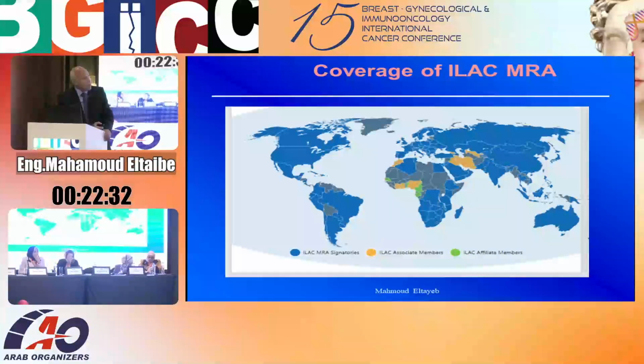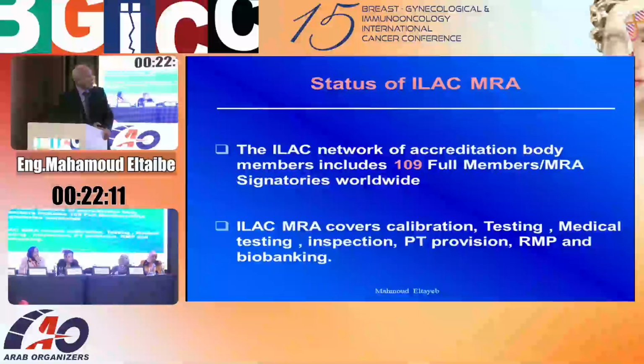Those are covered by the ILAC MRA. Those associate members are national accreditation bodies in the process of evaluation. They are ready for evaluation, but have not signed the agreement till now. Then we have affiliated and minor affiliated bodies. Actually, this is the situation. The ILAC network of accreditation body members now includes 109 full members, or what we call MRA signatories. Those signed the agreement that we accept the results of biobanks and medical labs between each other once they are accredited by a national accreditation body which is recognized by ILAC.